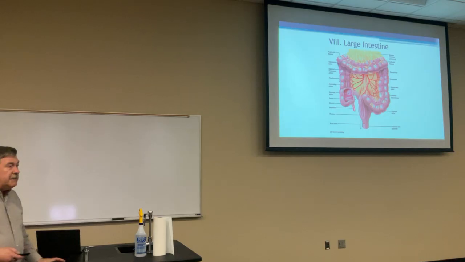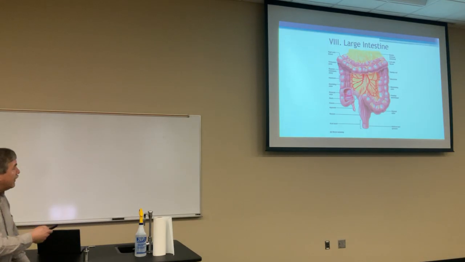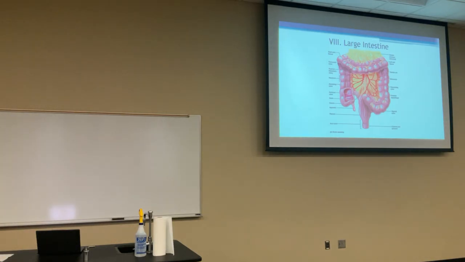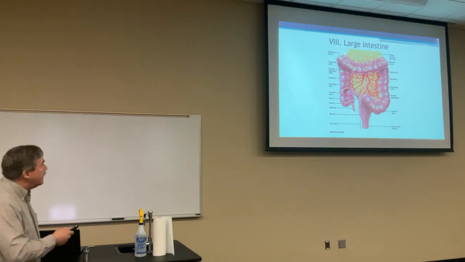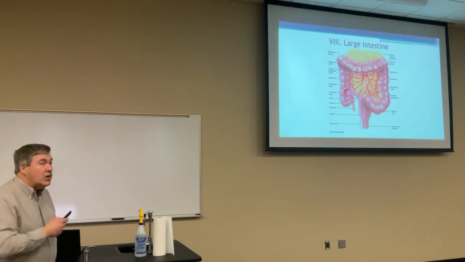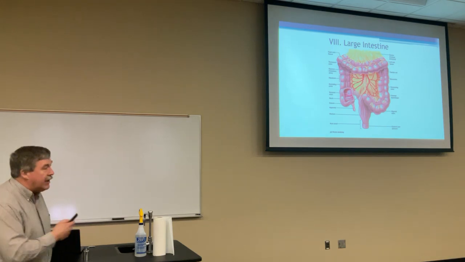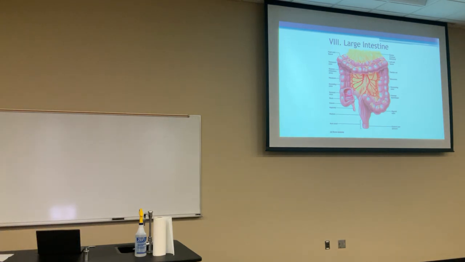In addition, there are two points where the large intestine is bent at a steep angle. One of them is on the right-hand side. That's called the right colic flexure, or it's also known as the hepatic flexure. And then over on the left side, you have the left colic flexure. That's also known as the splenic flexure, because the spleen is on that side.